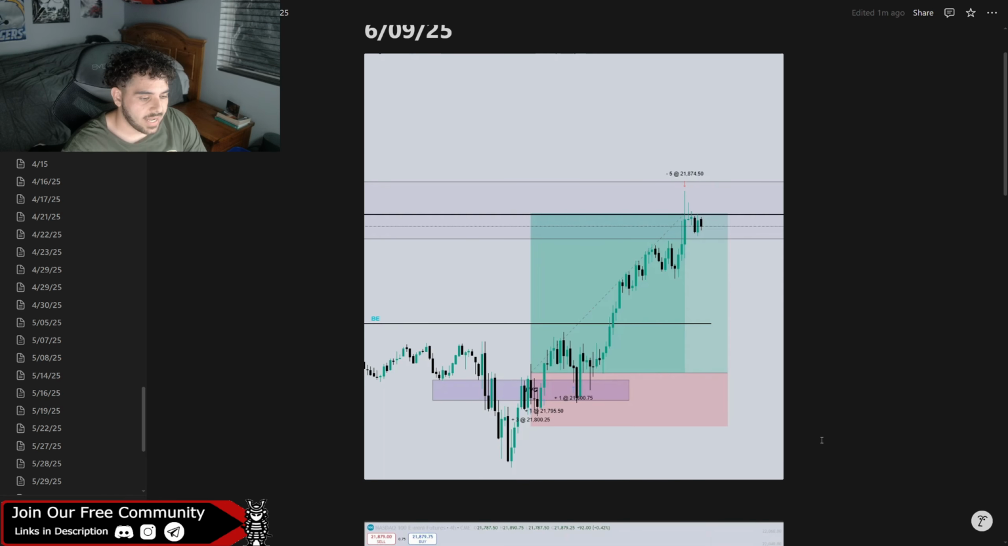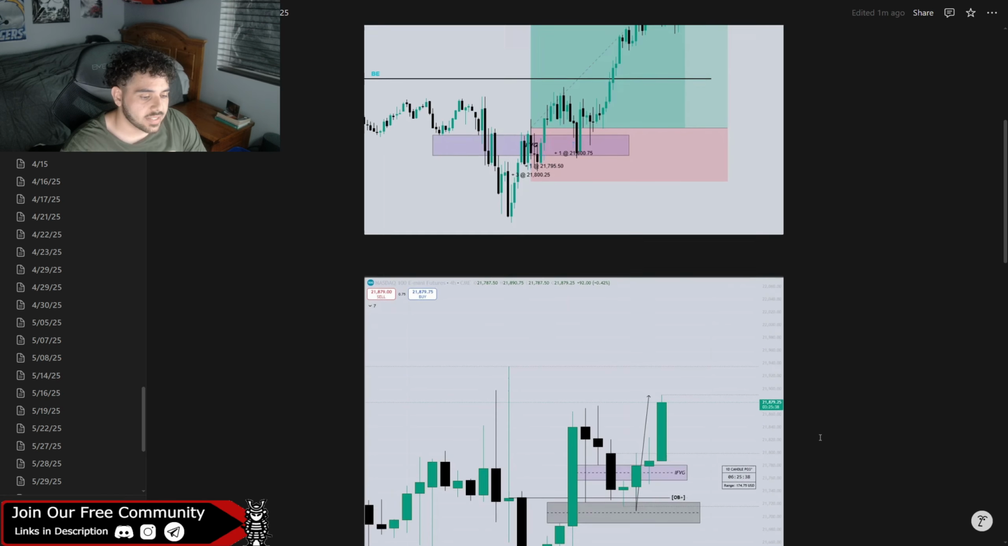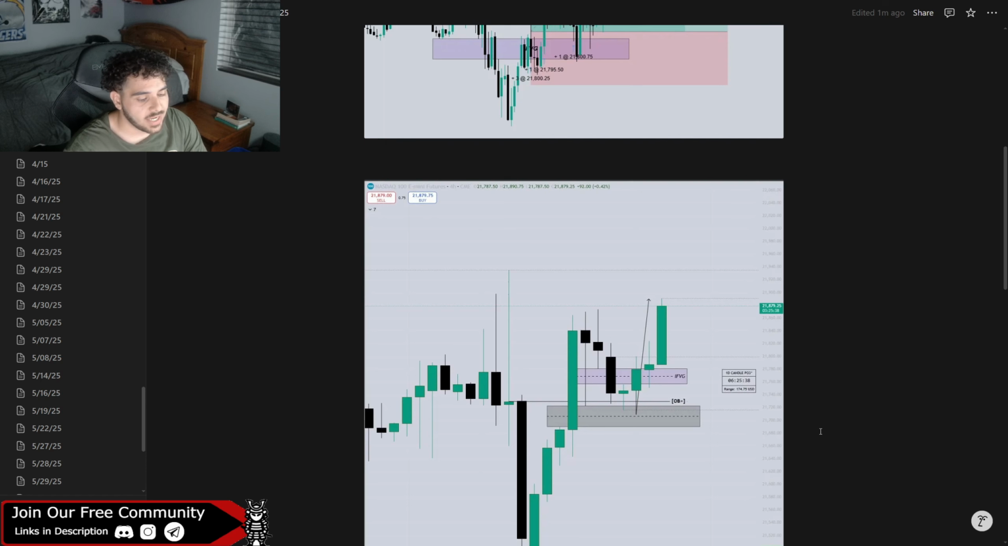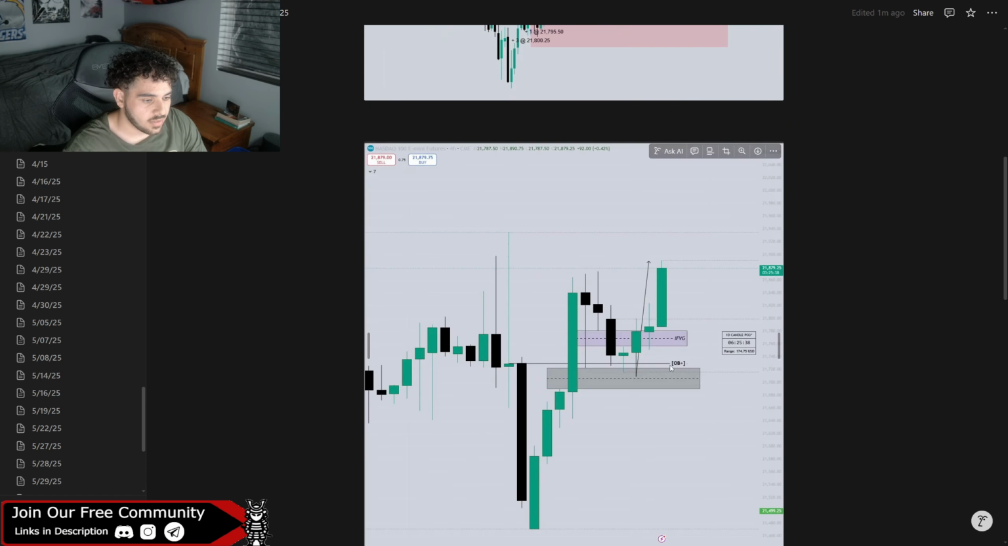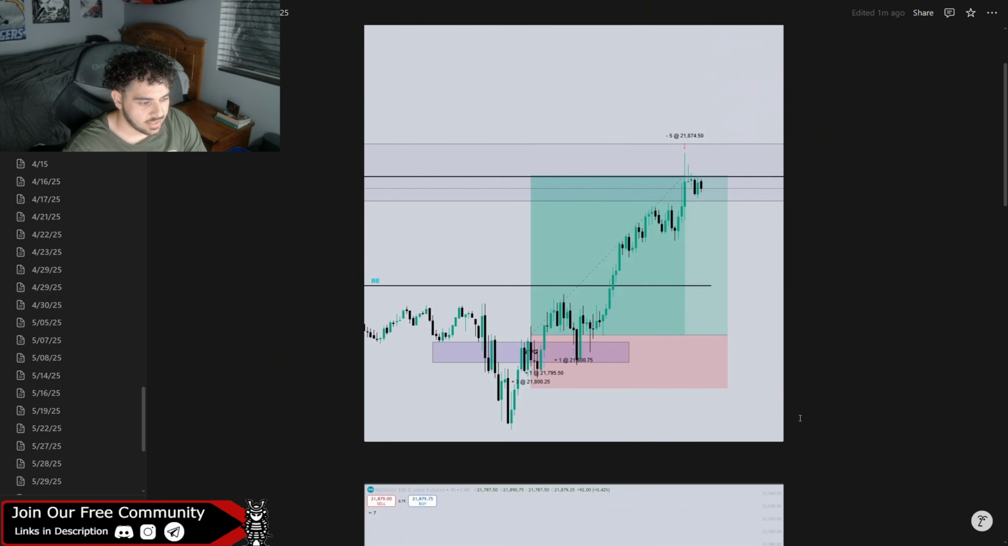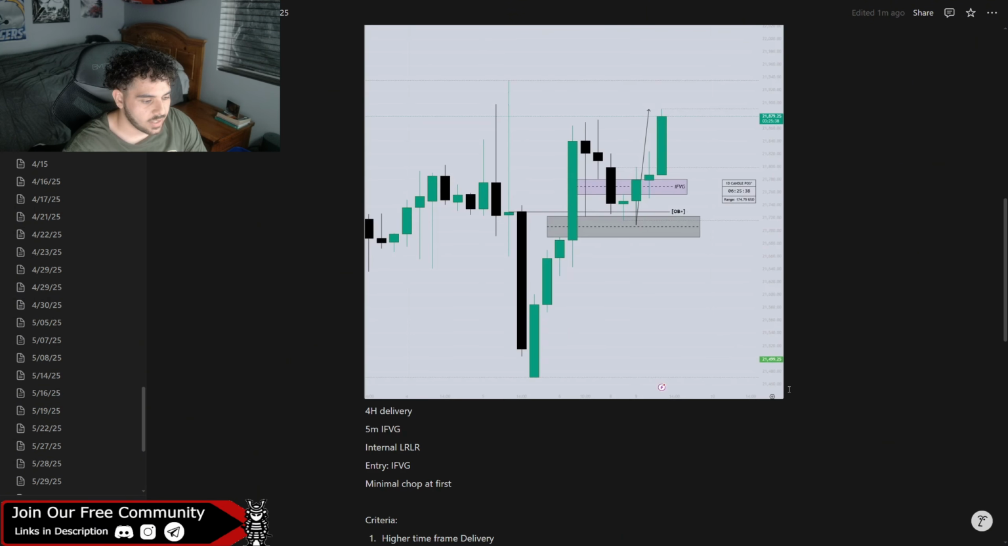Here's a good way to journal this type of entry criteria. Now, down below, I have two different pictures. One is going to be my bias, which is built off the higher time frame, and the other one is going to be my entry. Now, these are just as important as the next. However, let's look at what I write down.